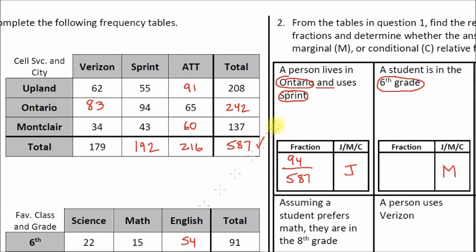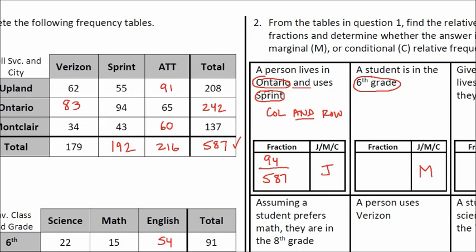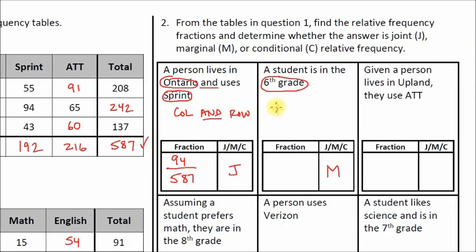Let's take a look at here. I'm going to put some of my help here: there's a column mentioned and a row mentioned. That tips us off. That's joint. This one, only one category only tells me it's marginal. So let's take a look at our table.